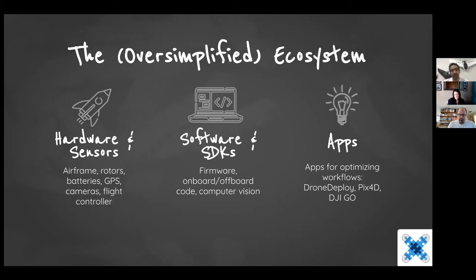And so what we're seeing is the evolution of hardware in the drone space. You have your airframe, your rotors, your hardware equipment, and then you have software that interfaces with that. That ultimately leads to interesting apps, apps that I'm sure Bill and Roger will talk about at some point in their presentations. But DroneDeploy is an example, Pix4D, the DJI Go app, which comes with all the DJI drones, and DroneBlocks even makes use of the DJI SDK.